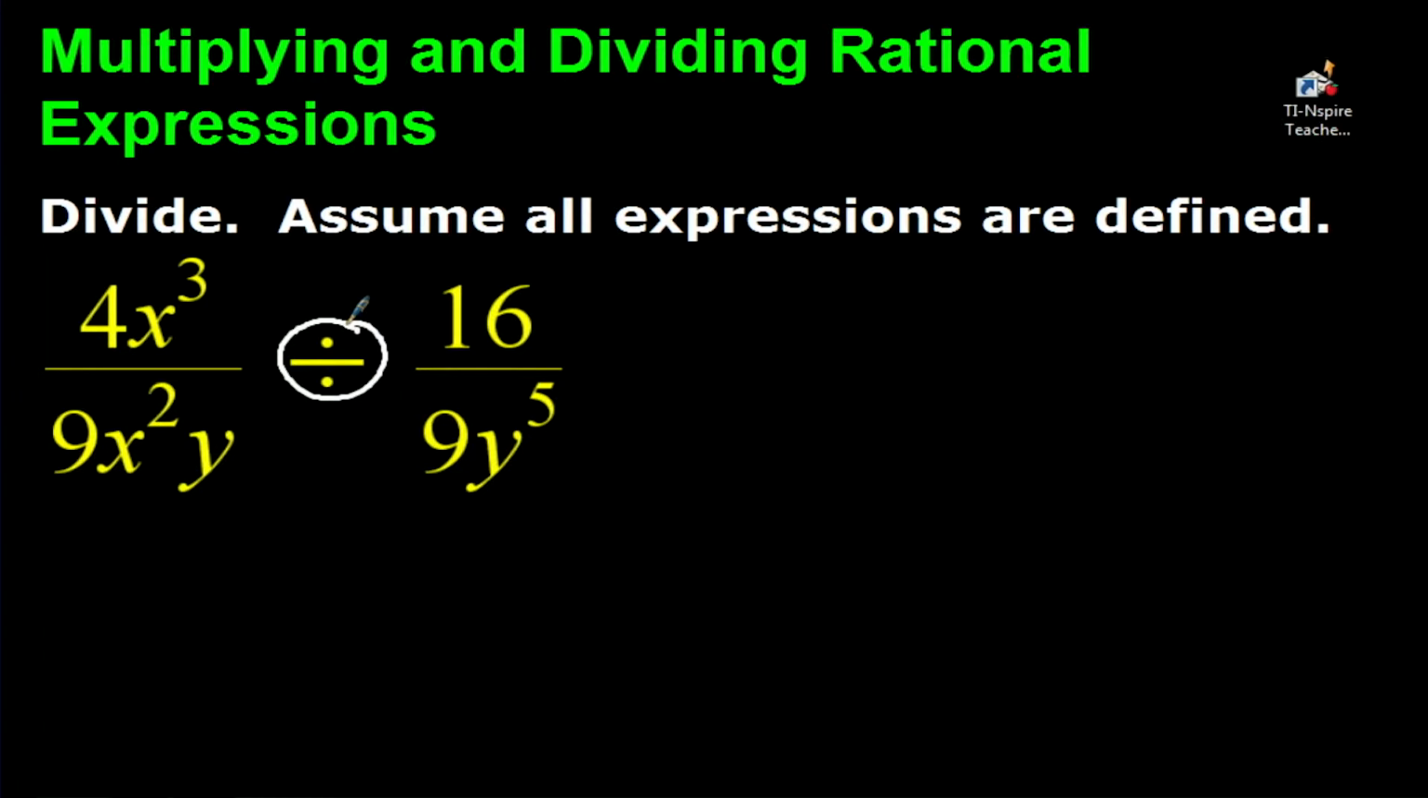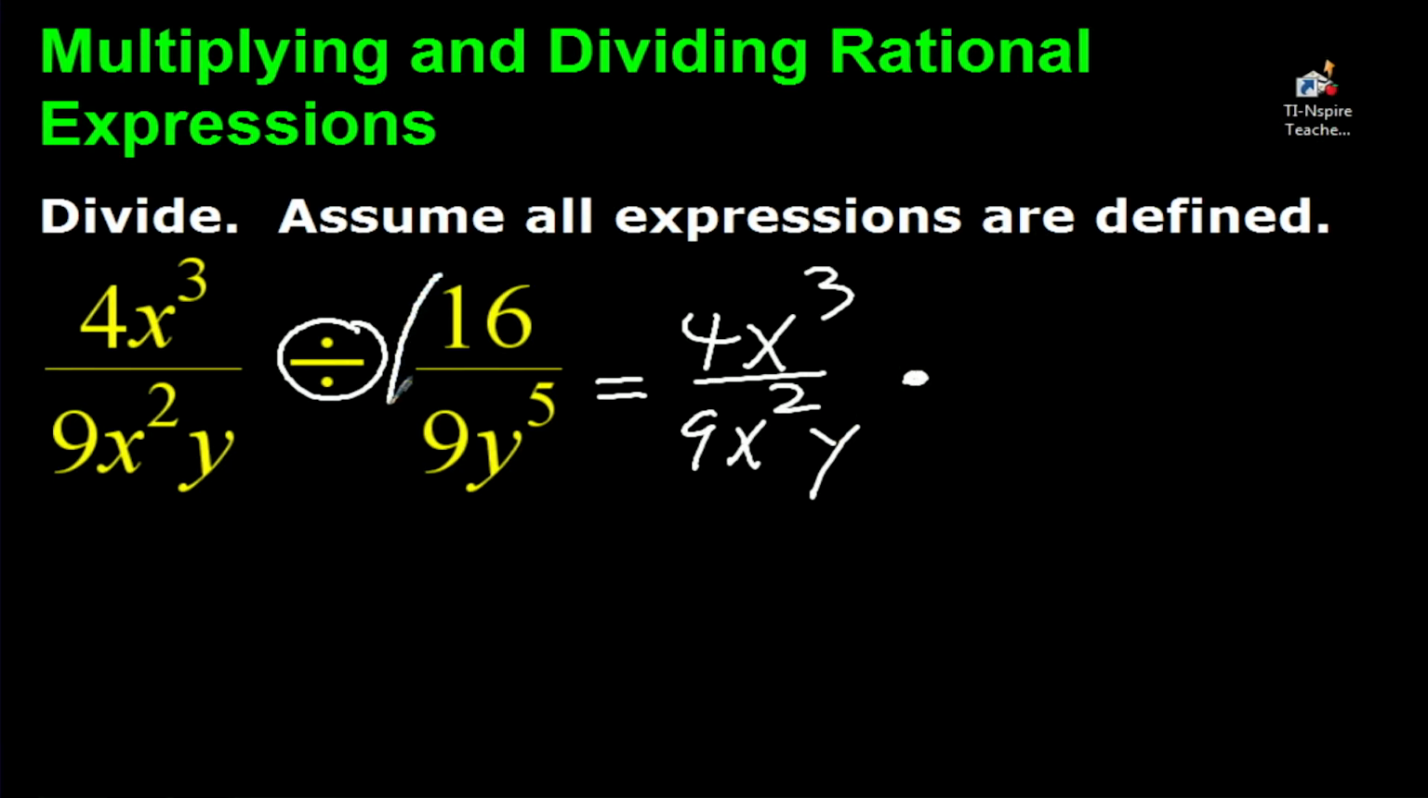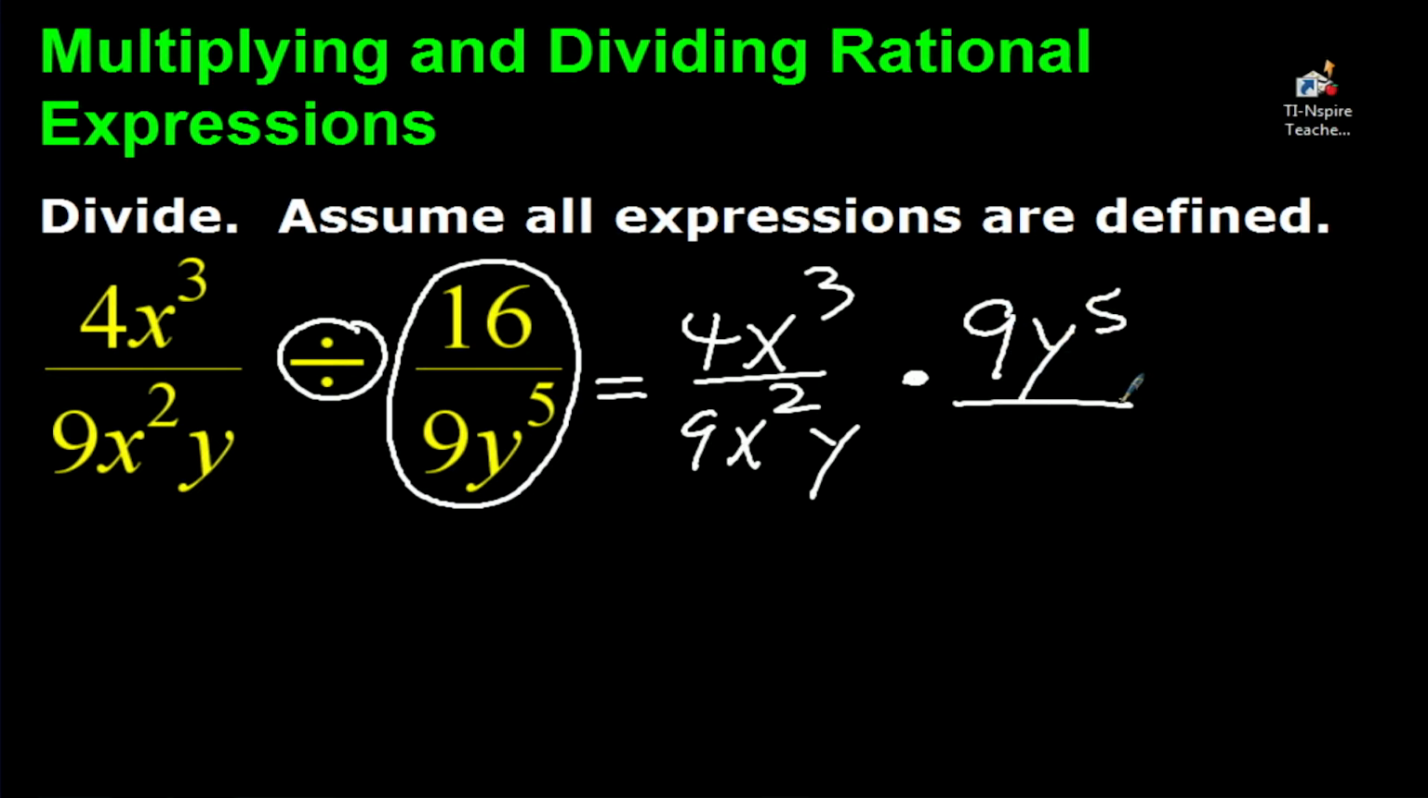So what we have to do is keep the original, or the first rational expression, as it is, 4x cubed divided by 9x squared y. Then we change the divide to a multiplication symbol. But when we do that, we look at the second rational expression and take the reciprocal. That means we flip it. What's on the bottom, we put on the top, 9y to the fifth, and what's on the top, we put on the bottom, which is 16.